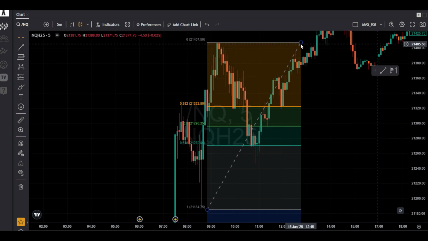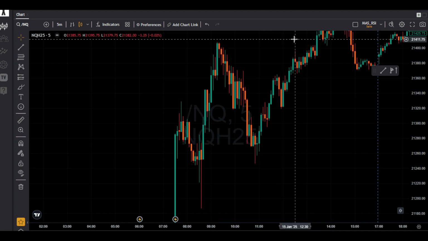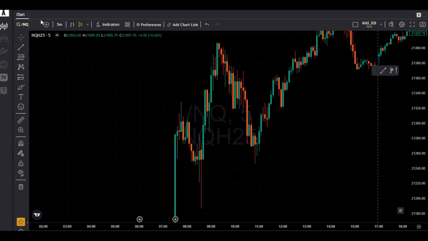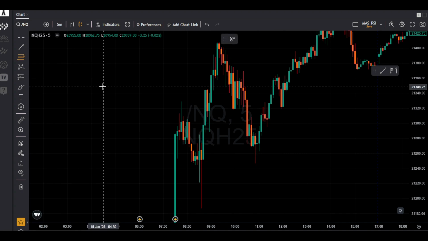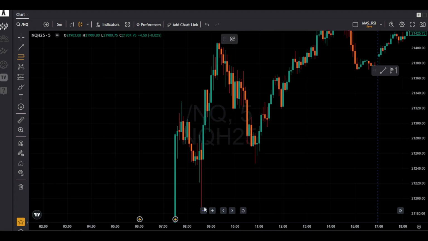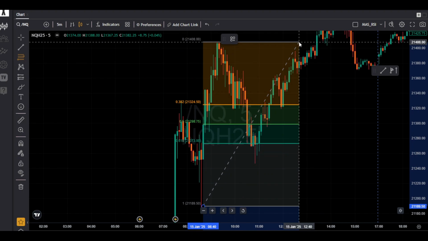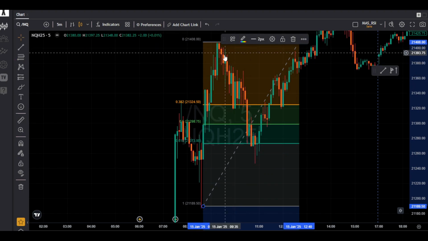So what we're going to do, I'll show you how to draw. I do see the price started this move right from here. So I'll pick my fib tool and start at the wick all the way up over here. And from there, we see the market doing the retracement all the way.